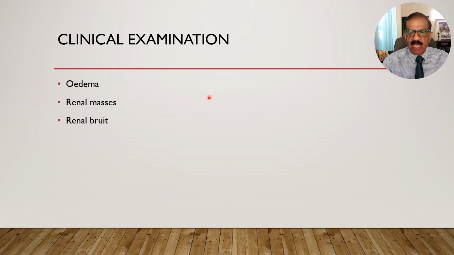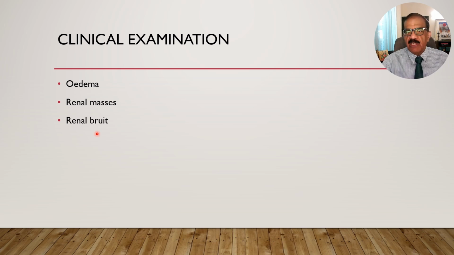And on physical examination, you may see edema, which may be pitting, on the ankles, on the scrotal area, on the sacrum, or on the periorbital region. There may be renal masses. One of the causes of renal hypertension is polycystic kidney disease, and in polycystic kidney disease, typically in adults, there is bilateral renal enlargement. Sometimes it may be large masses filling the whole of the abdomen. So renal masses may be one sign, and renal bruit.